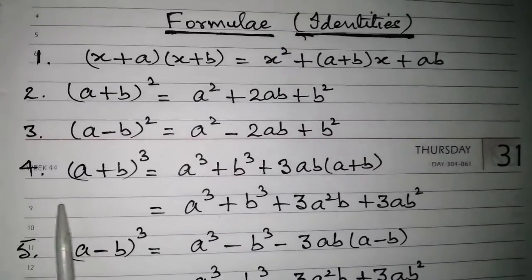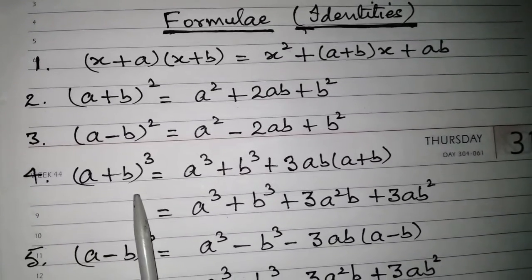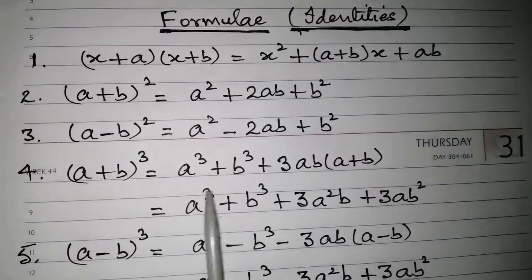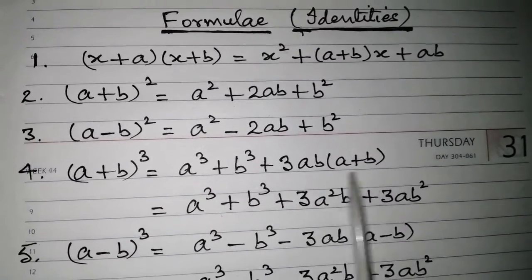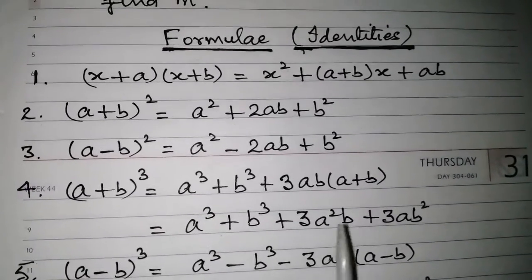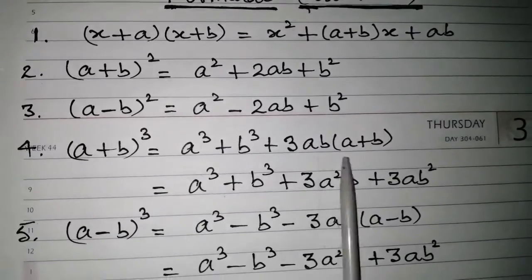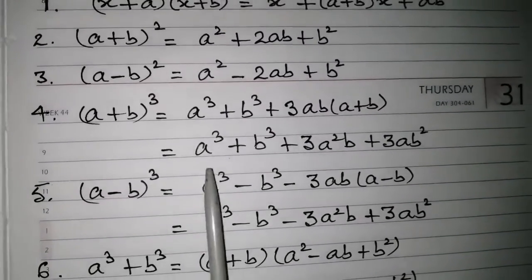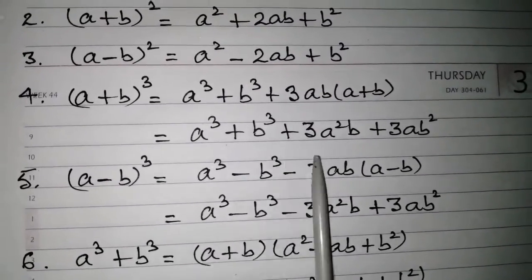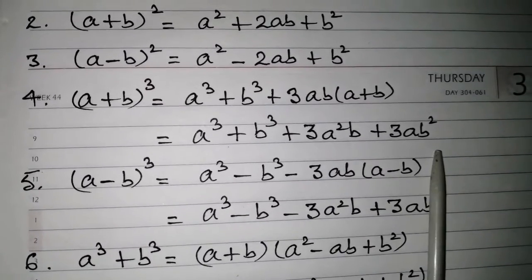I come to the fourth identity, that is a plus b whole cube. That is a cube plus b cube plus 3ab into a plus b, and you can have another formula if you open this bracket, 3ab into a plus b. So we get a cube plus b cube plus 3a square b plus 3ab square.